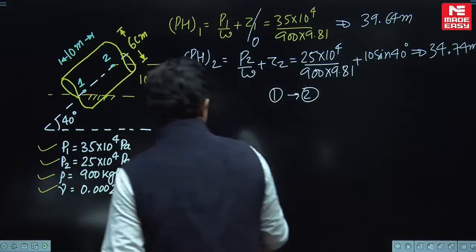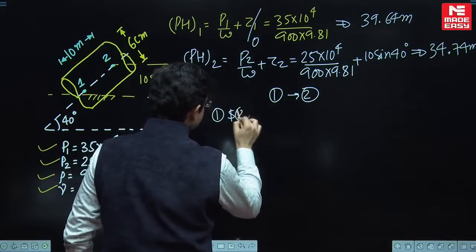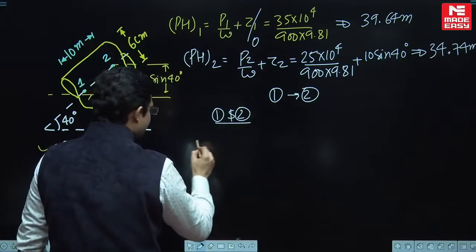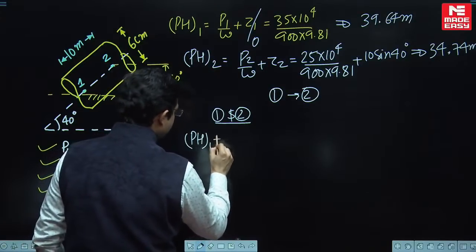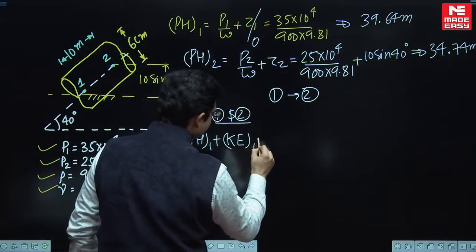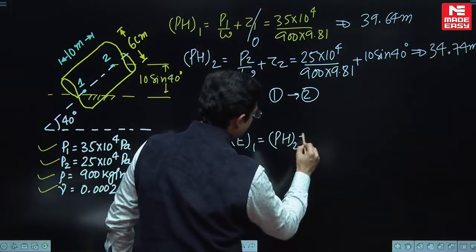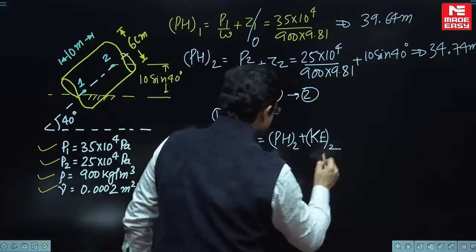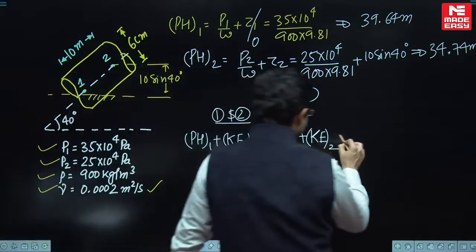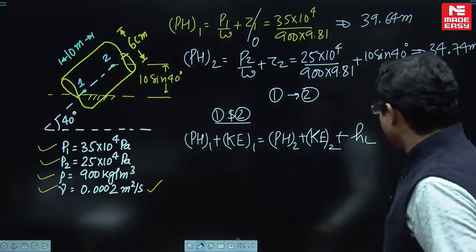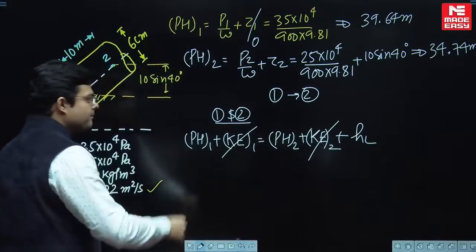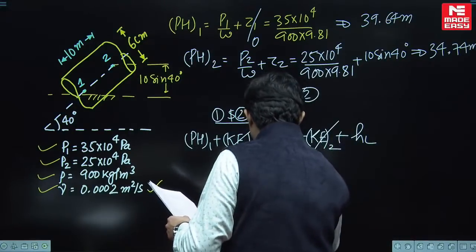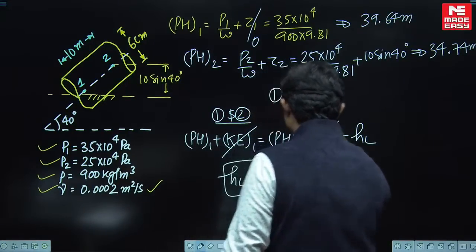Once it is confirmed that the flow is from 1 to 2, let us apply Bernoulli's equation between 1 and 2. Total energy at 1, which is the piezometric head at 1 plus the kinetic energy at 1, is equal to the piezometric head at 2 plus the kinetic energy at 2, plus head loss. Kinetic energy at 1 and 2 is the same. So you can find the head loss, which will come out to be 4.89 meter.